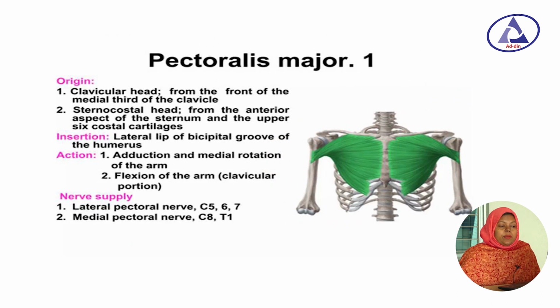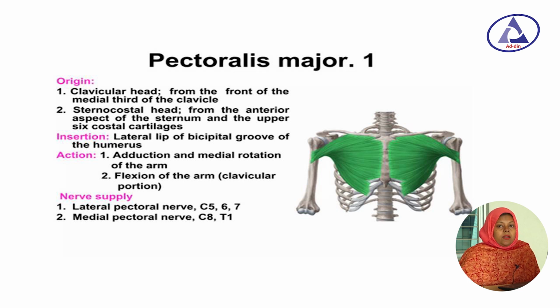Now the first one is the pectoralis major muscle. Origin: it has a clavicular head and a sternocostal head. The clavicular head arises from the front of the medial third of the clavicle, and the sternocostal head from the anterior aspect of the sternum and upper 6 costal cartilages. So this is the origin.